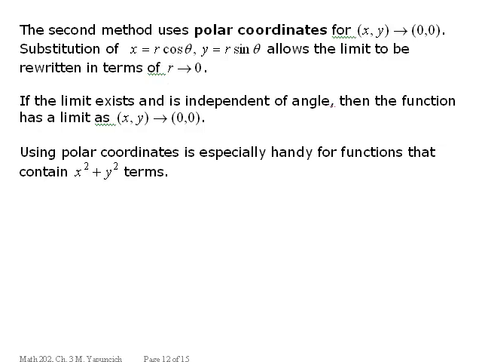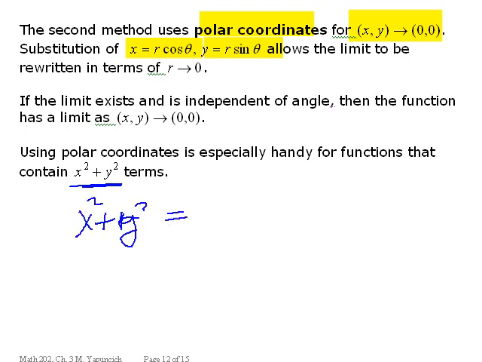Now the second method is to use polar coordinates, and it only works if you're looking at the limit at the origin. So you substitute x equals r cosine theta and y equals r sine theta, and then you take the limit as r goes to 0. It's especially good for cases where you have terms x squared plus y squared, because x squared plus y squared equals r squared, and so the theta has dropped out of the equation.